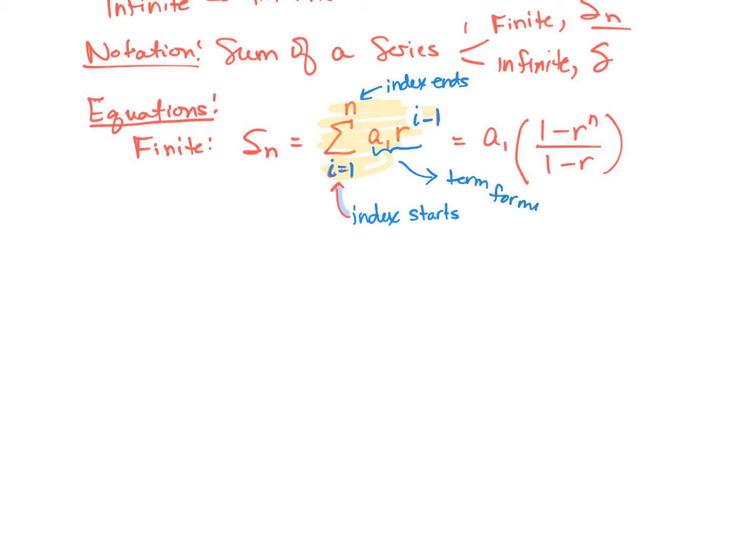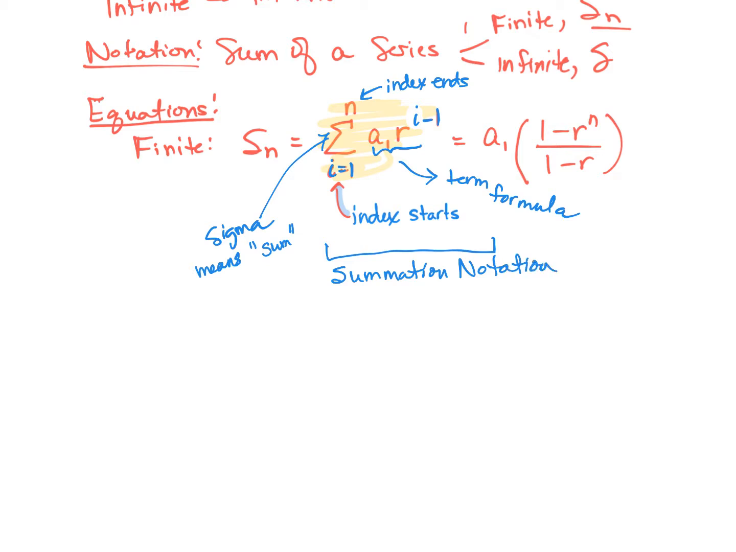And this right here is our term formula. By the way, this symbol is called sigma, because you'll sometimes see summation notation, or what we call sigma notation. So this right here is either summation notation, also known as sigma notation. You'll see it referred to both ways. Don't freak out if you see it.